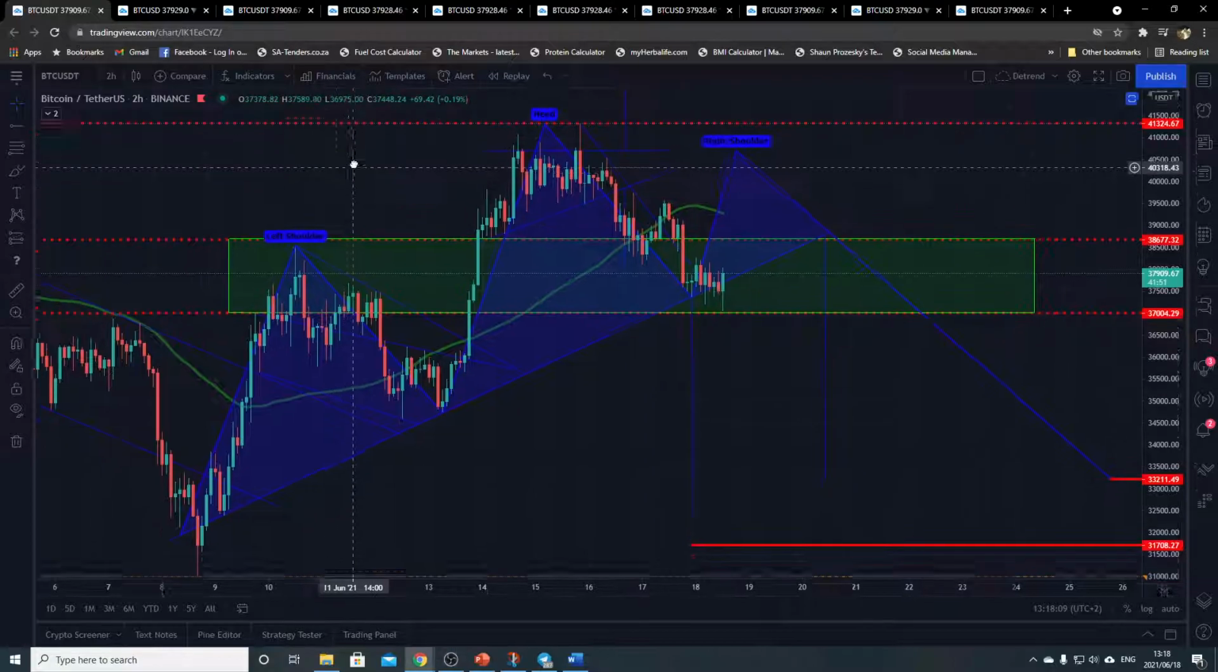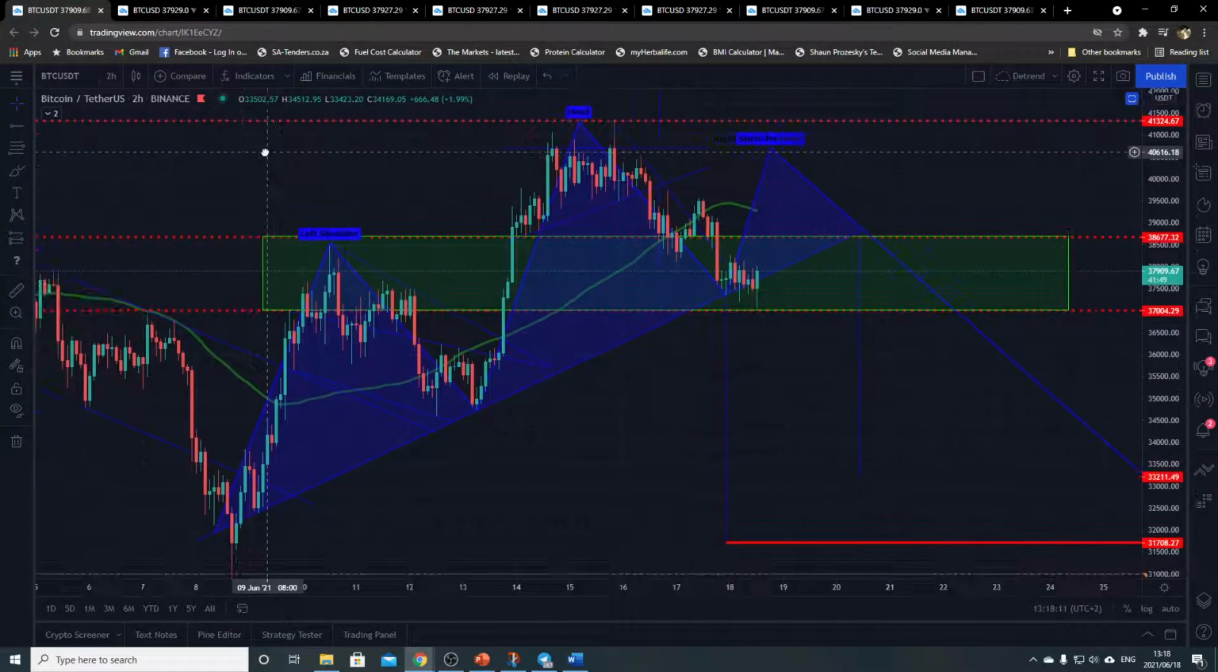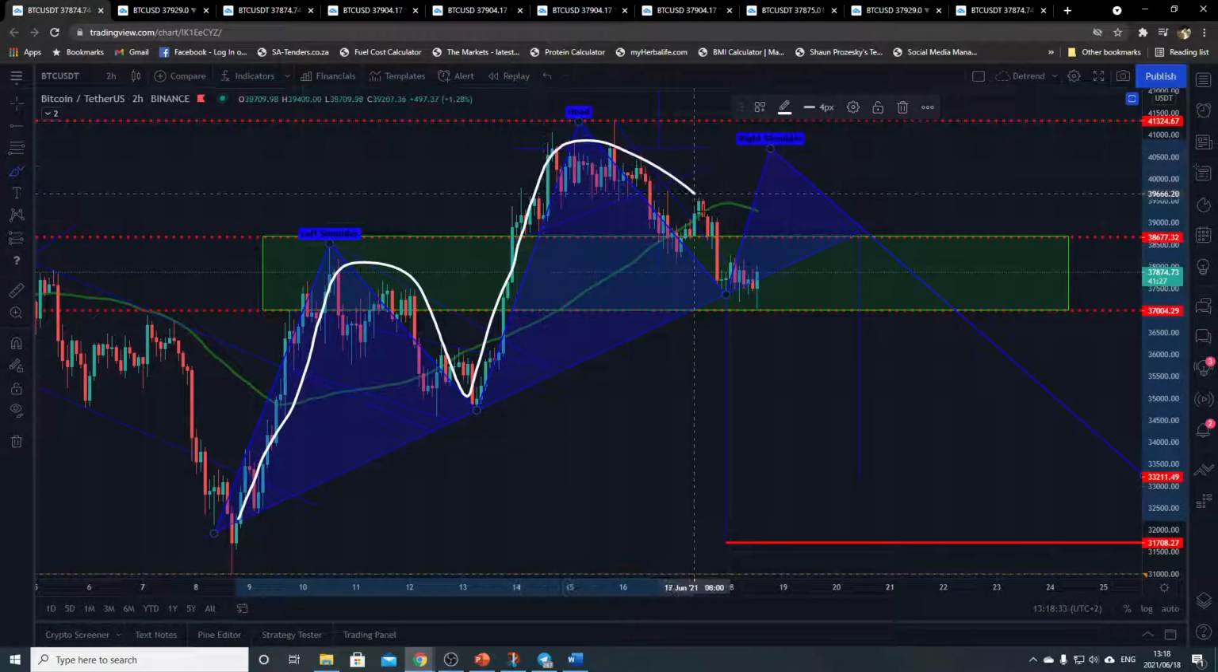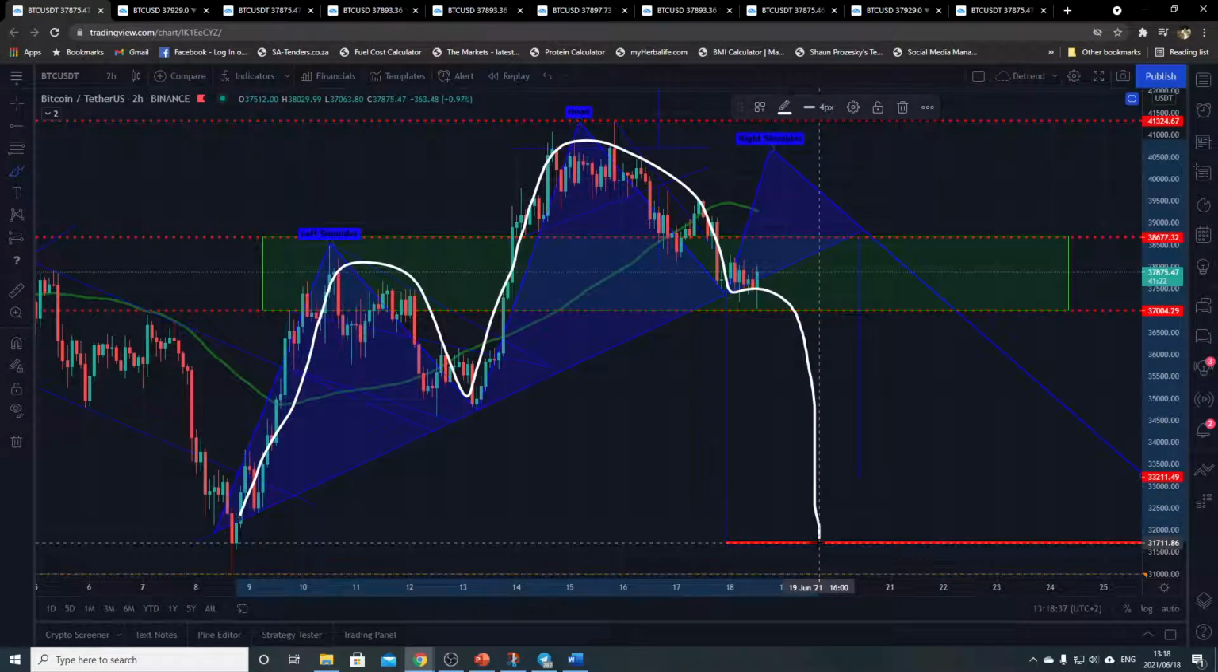I've been watching this since roundabout over here, in this section, which is around the 13th of June. Now, there's two patterns that could evolve out of here. Right now, at this moment, we could be having an extended M pattern, which could fall down to this bearish target here. And this bearish target here is 31,700.